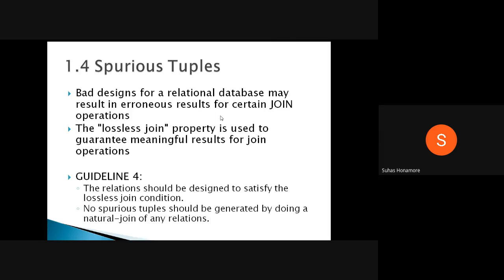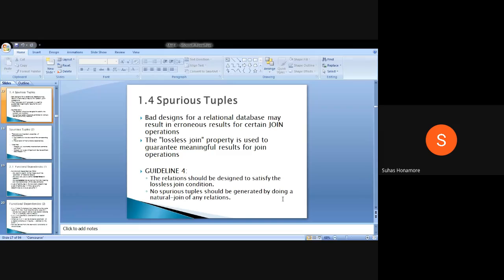Whenever you are doing that join operation, spurious tuples should not be generated. Spurious tuples means erroneous tuples, that is, your result itself is wrong. After the join, if you are getting spurious tuples, it means there is a problem in your database. So you have to do a lossless join, so that unwanted extra tuples are not produced. Here we'll see one example.